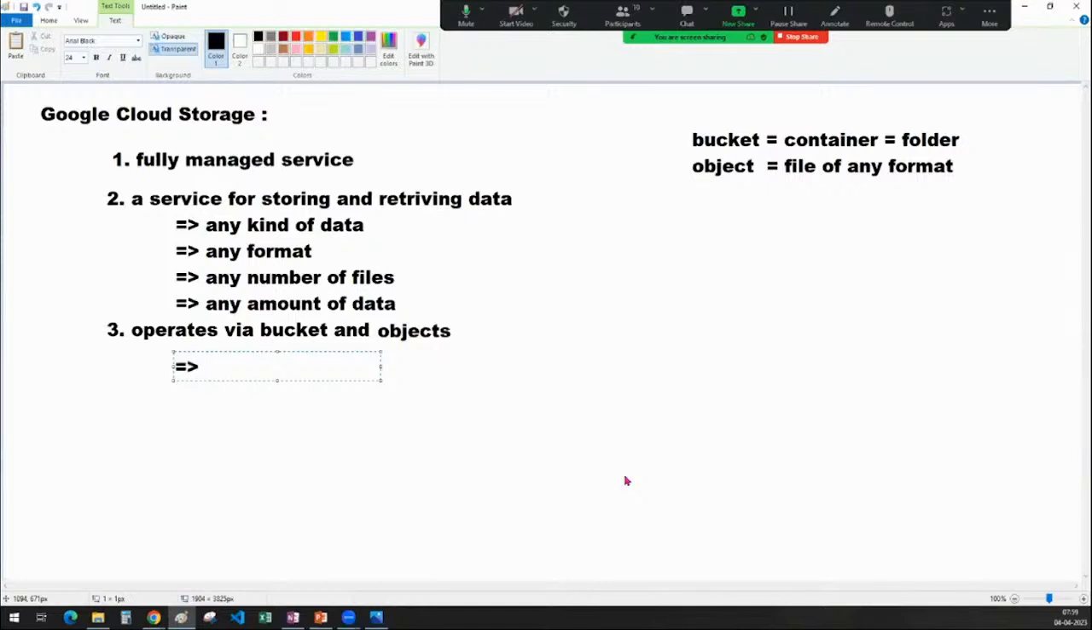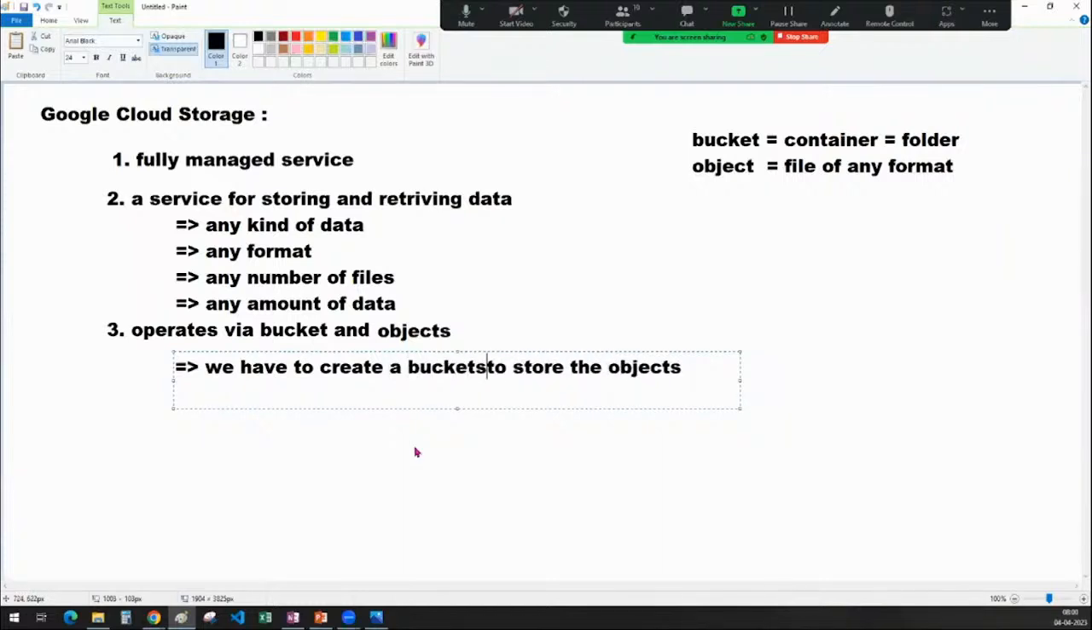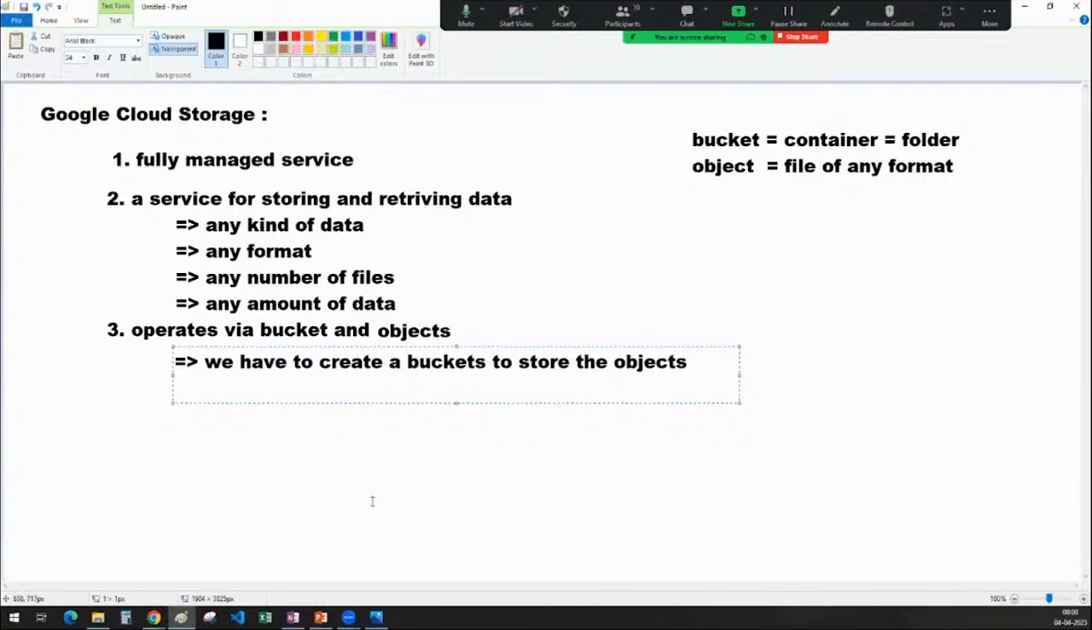Yes, we have to create a bucket to store the objects. Any number of buckets you can create, and any number of files you can upload to one bucket. This is how Google Cloud Storage operates, guys.